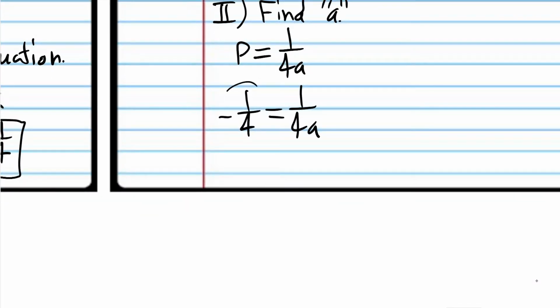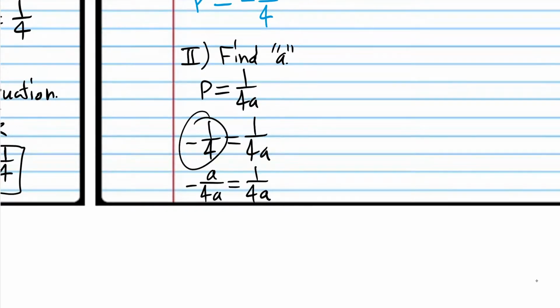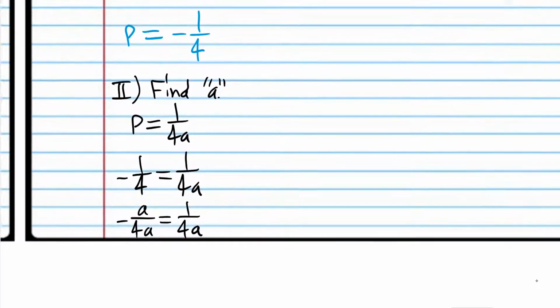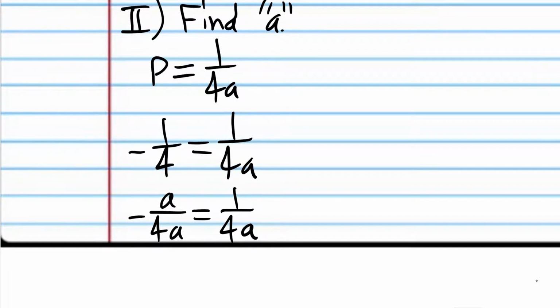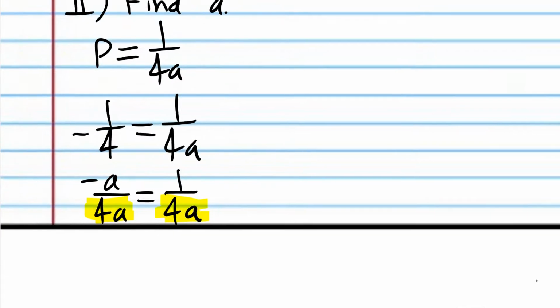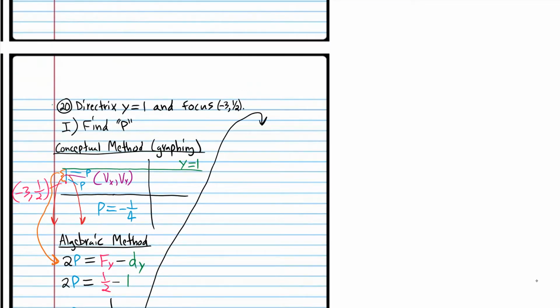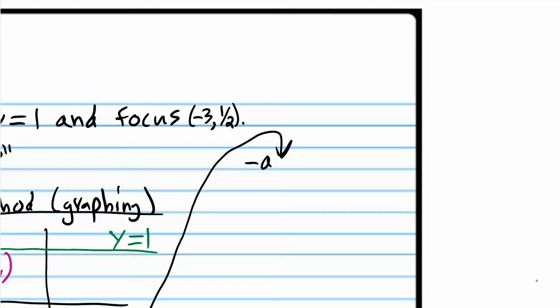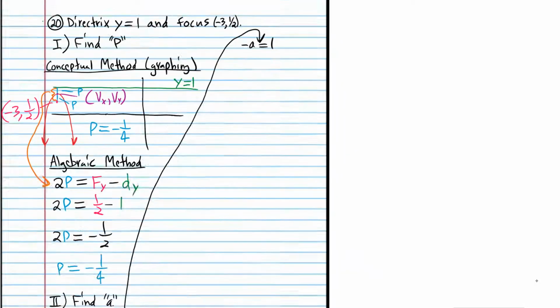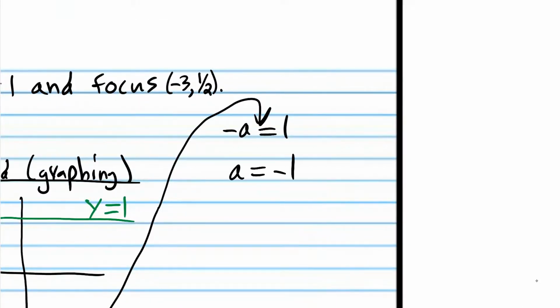But what we're going to do is multiply both sides of this fraction by a to get negative a over 4a is equal to 1 over 4a. So again, all I did is multiply both sides of this fraction by a. Because the denominators are the same and the fractions are equal, that means just by common sense that the numerators must be equal. So I'm going to draw an arrow because we're out of room. So negative a is equal to 1. Divide both sides by negative 1 and we get a is equal to negative 1.